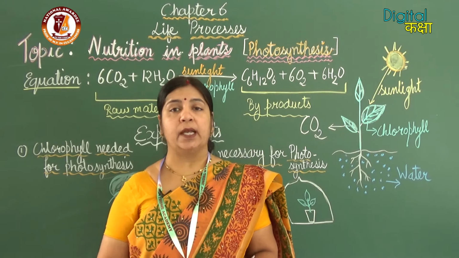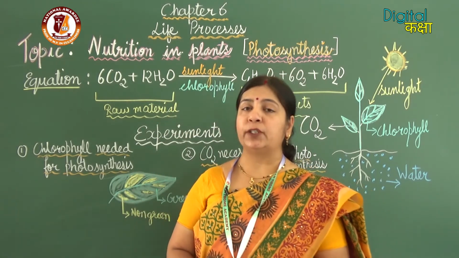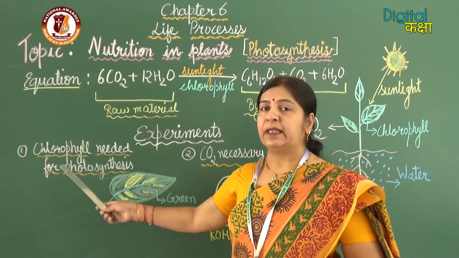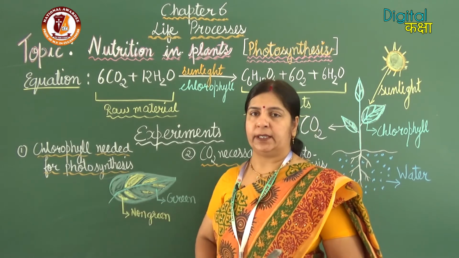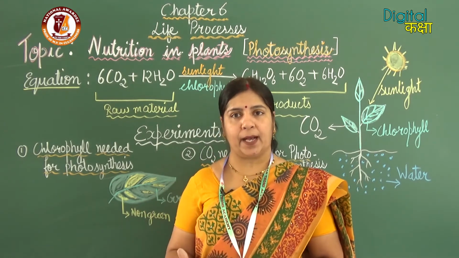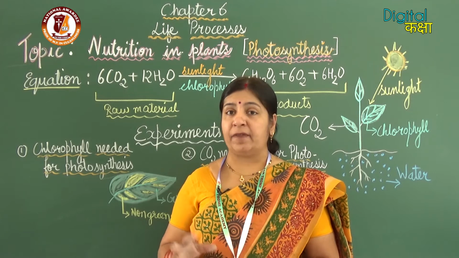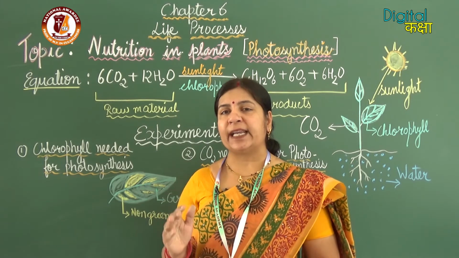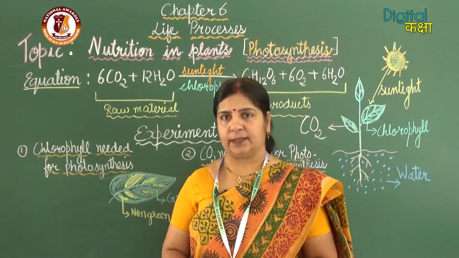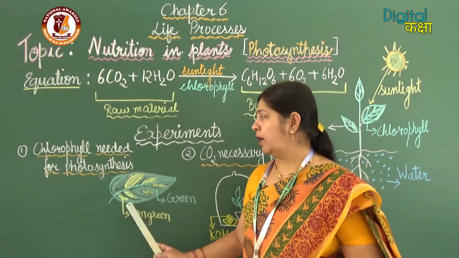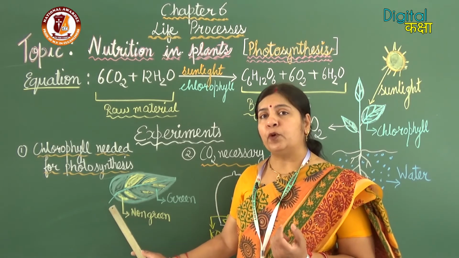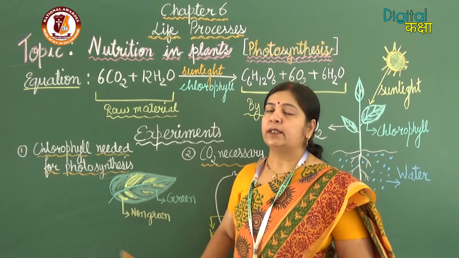Besides this, in the book, some experiments related to photosynthesis are also given. The first experiment is to prove that chlorophyll is needed for photosynthesis. For this experiment, we have to take a potted plant with variegated leaves. Variegated leaves means shaded leaves, leaves which have some green regions and some non-green areas, like I have drawn on the board. So we have to take a variegated leaf to prove that chlorophyll is needed for photosynthesis.